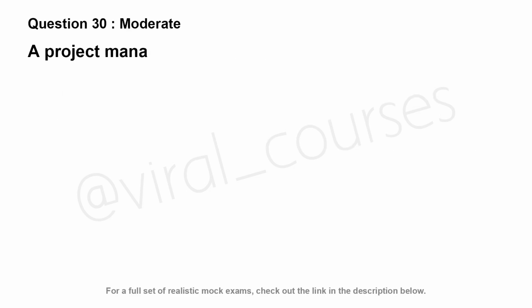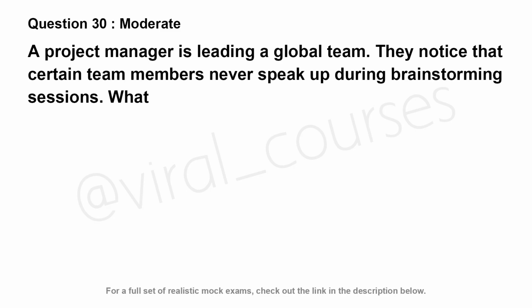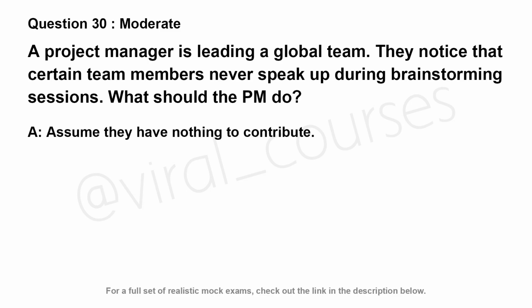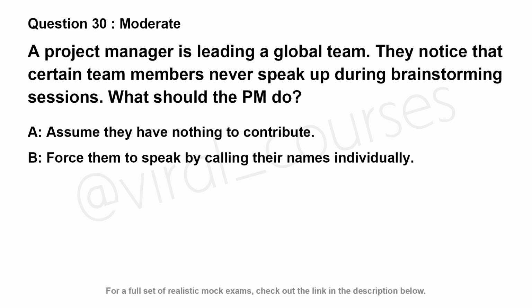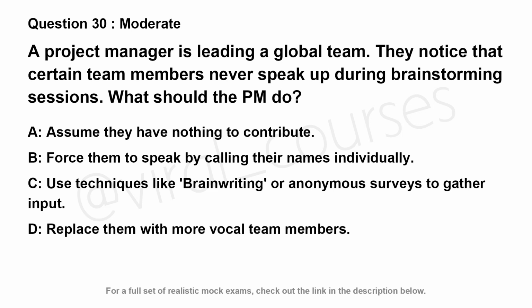A project manager is leading a global team. They notice that certain team members never speak up during brainstorming sessions. What should the PM do? Option A, assume they have nothing to contribute. Option B, force them to speak by calling their names individually. Option C, use techniques like brainwriting or anonymous surveys to gather input. Option D, replace them with more vocal team members.